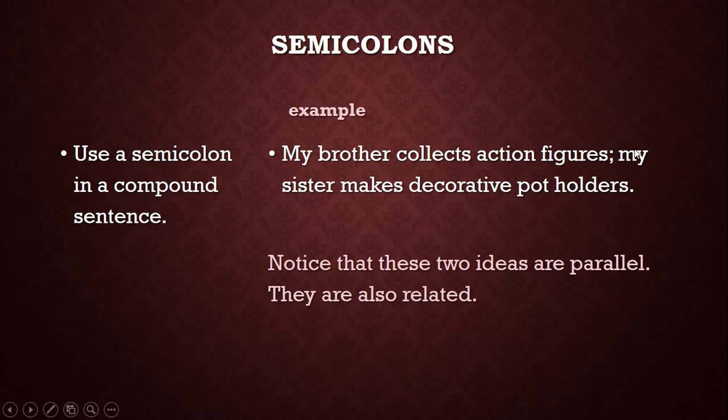But it is super important that this is a complete sentence and this is a complete sentence. We don't use them to list items. That's a colon. So we don't want to have participle phrases on either side of that. It's got to be independent clauses on both sides of the semicolon.